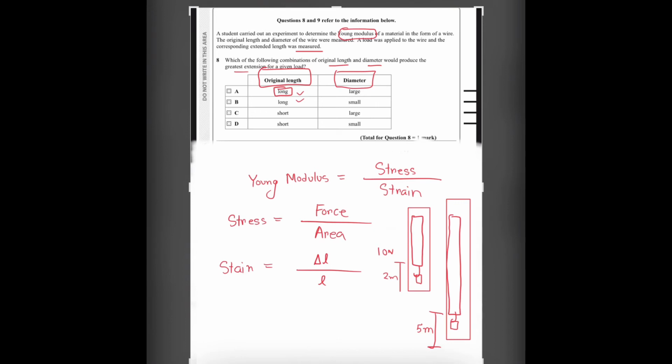And for the diameter, a larger diameter gives a larger cross sectional area, and for a larger cross sectional area with a fixed force there will be lower stress, and since there is a lower stress there will be a lower strain, and since there is a lower strain the extension would be lower. So the answer would not be A, since it would not give the maximum possible extended length.